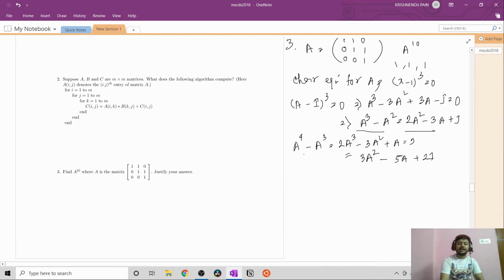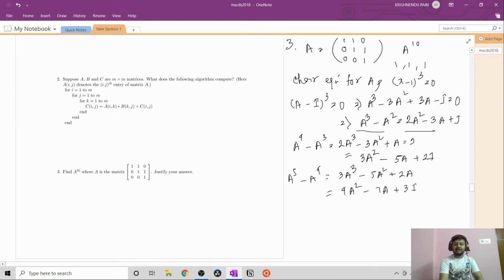Again multiply A both sides, we will get A to the power 5 minus A to the power 4 equal to 3A cube minus 5A square plus 2A, and again if we put the value of A cube as 3A square minus 3A plus I, we will get 4A square minus 7A plus 3I.